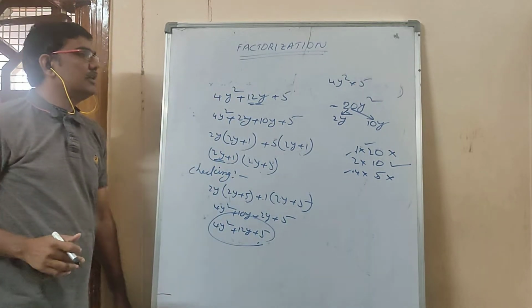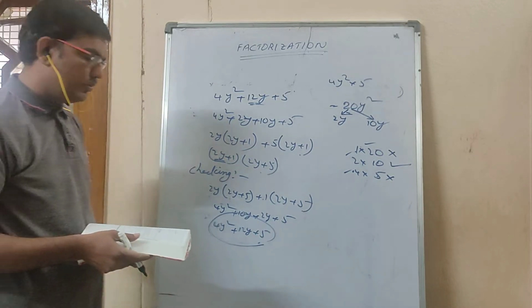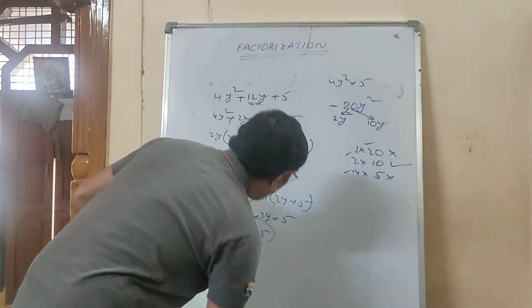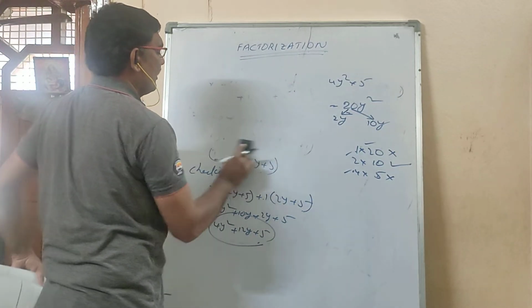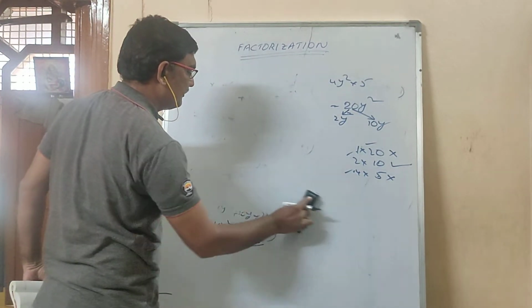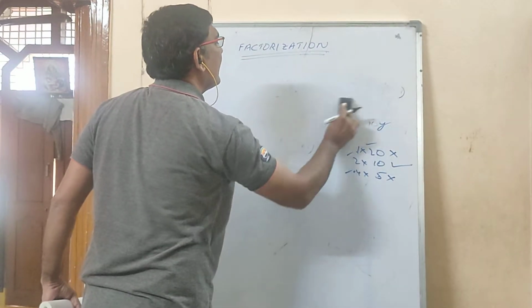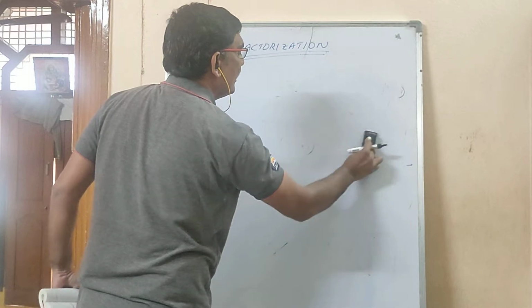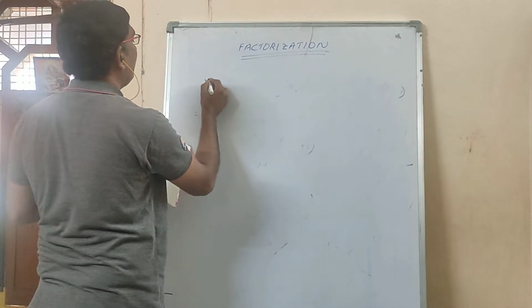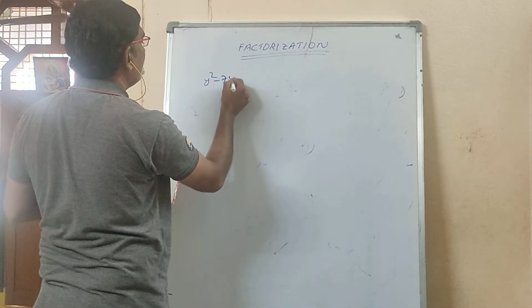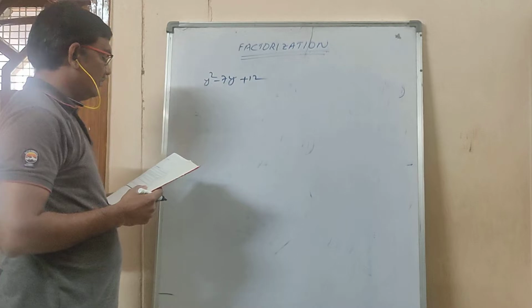So, like this, now I will give some more problems for you to do. So, if you practice, then it becomes easy. So, I will give some questions here. Copy the questions and try to do it. The questions are y square minus 7y plus 12. It is one question.